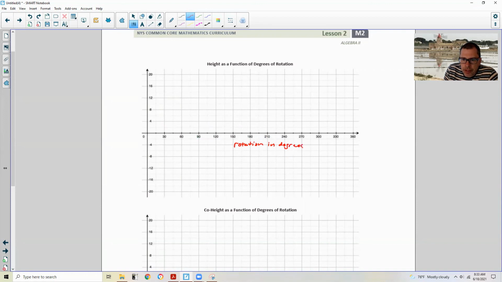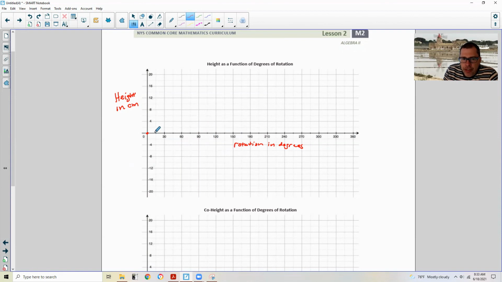Okay, you always label your x and y axis. And we're measuring height as a function of degrees of rotation. So this over here is going to be height in centimeters. Okay, so there's our axes labeled. And now I'm looking at rotation degrees and height. So that's going to be 0, 0 was what we had. Now yours is going to be different if you did this on a plate or even in your book.